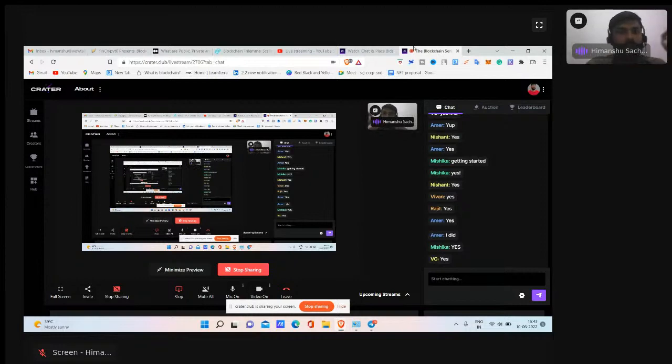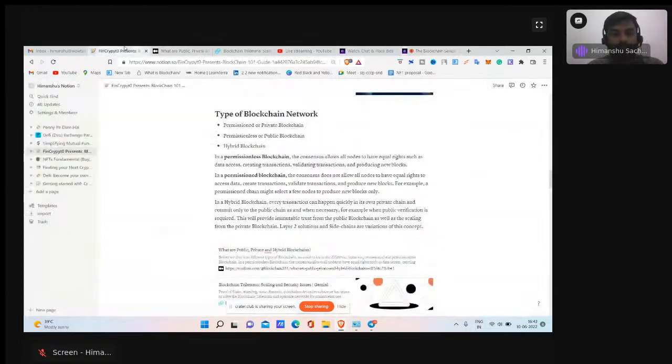If we talk about the definition, here it is written that in a permissionless blockchain, the consensus allows all nodes to have equal rights such as data access, creating transactions, validating transactions, and producing new blocks. That is what we talked about. So in a permissionless blockchain, everyone who is part of the ecosystem will have access to the data. Also, they can create new transactions, validate transactions, and produce new blocks, which means in a permissionless blockchain we don't need any gatekeeper. A gatekeeper means anyone who will give permission for a particular transaction to happen or not.